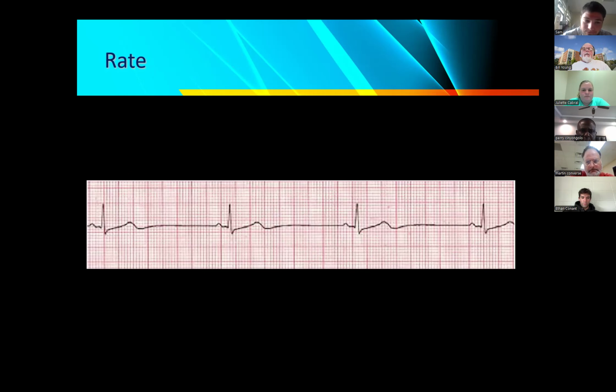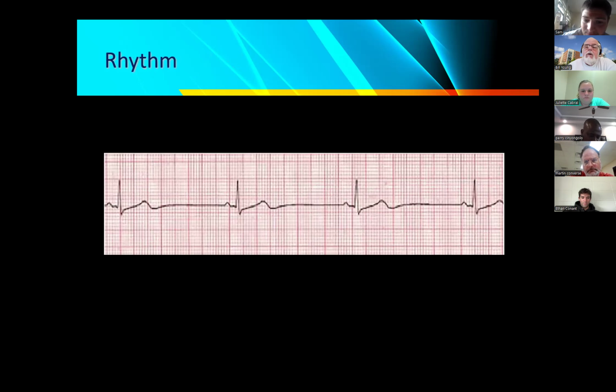What is your rate? 40. That's pretty easy to calculate. Okay. Now I'm going to follow my own slides. What's your rhythm? Same slide. It looks like it's wider than normal, so it'd be slower. No, remember with rhythm, we're looking at regular or irregular. Oh, regular. It's regular. Okay, good. It's regular. Okay, excellent, Marty.